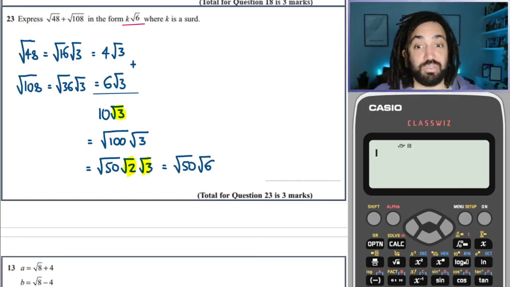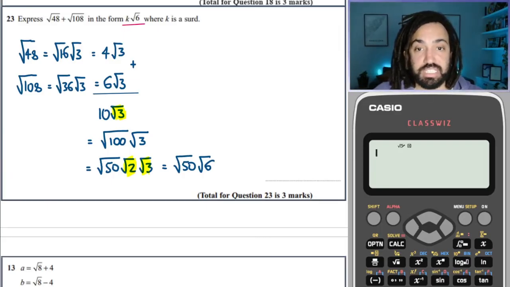And that is the form that they want it in, because it says that k is a surd. So we're good. That's it. That's the final answer. It's root 50, root 6. Perfect.